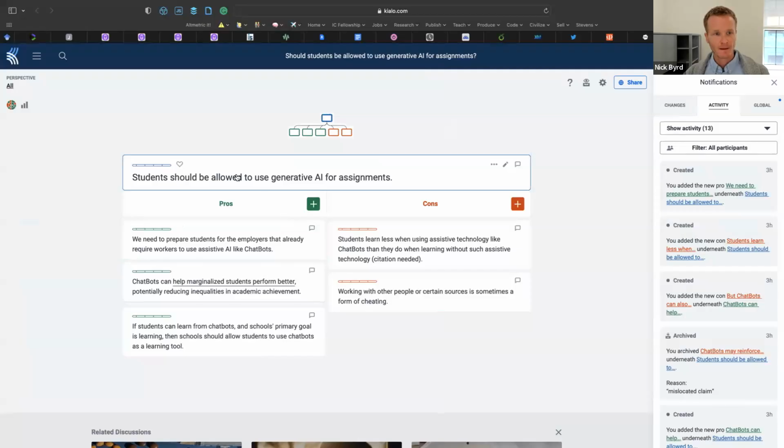So we have the thesis here. It's in blue on this little mini map above here on Kialo's format. The thesis that we're talking about here is students should be allowed to use generative AI for assignments.